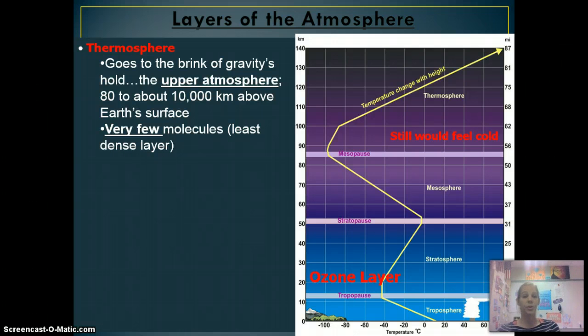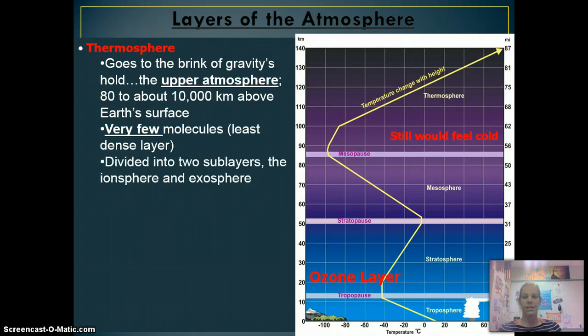There are very few molecules in the thermosphere. There's a vast distance between them. Sometimes they can be kilometers away from each other. Because of this, it is not very dense at all. We have very few particles, which is a low mass, in a huge amount of space. And so therefore, the thermosphere has a very low density.